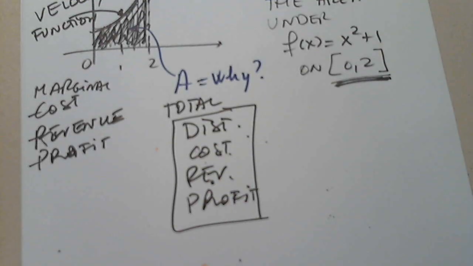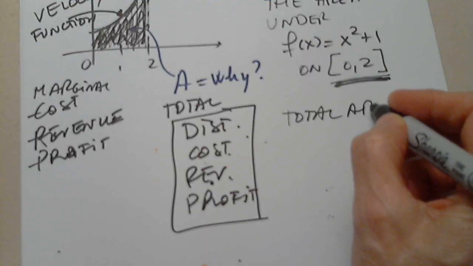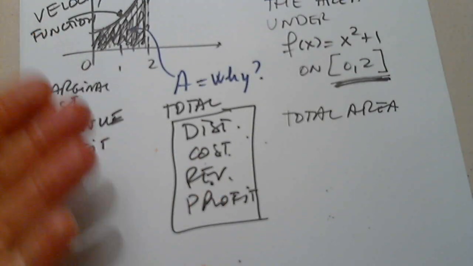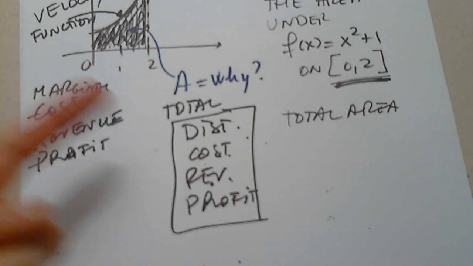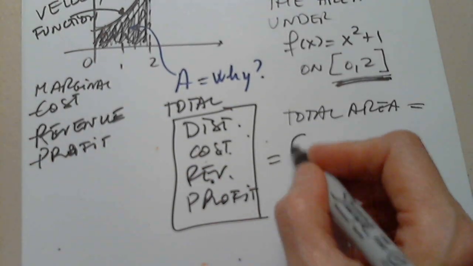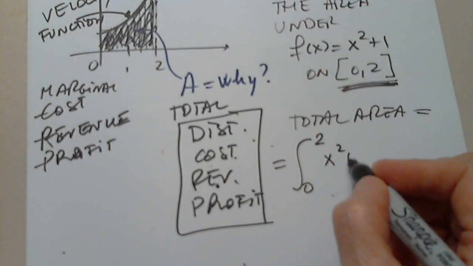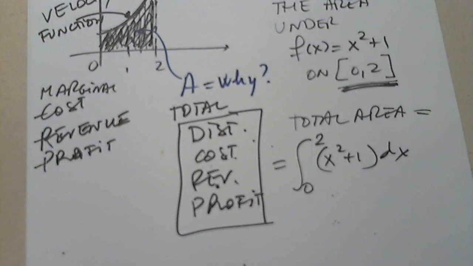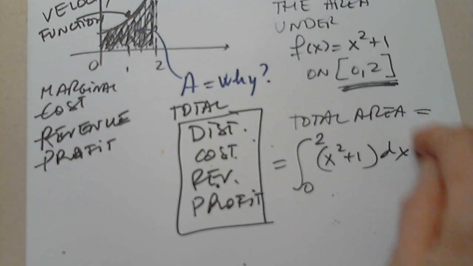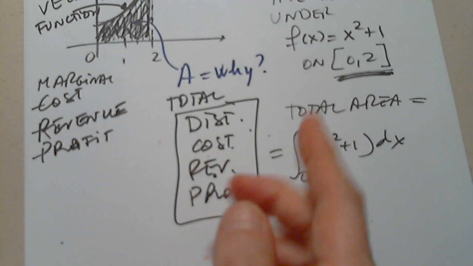And what will the area be? The total area, and if you want total distance, if the function is the velocity, total cost, if the function is the marginal cost, and so on and so forth. What will that be? The integral from 0 to 2 of f of x dx. If this function is the marginal cost, this number will be the total cost, and so on and so forth.